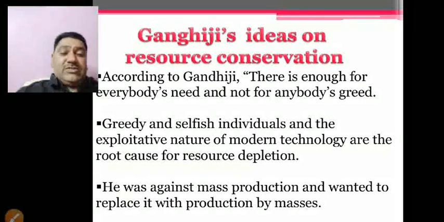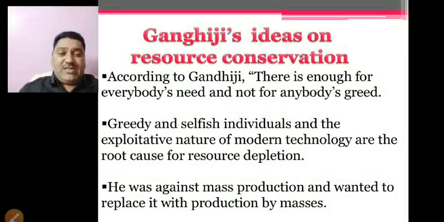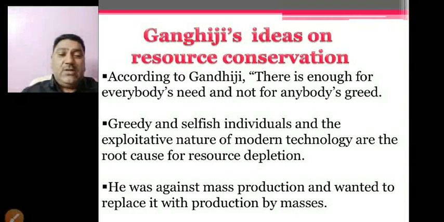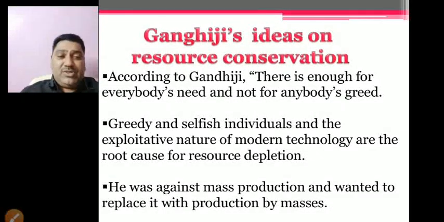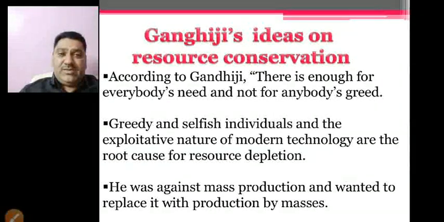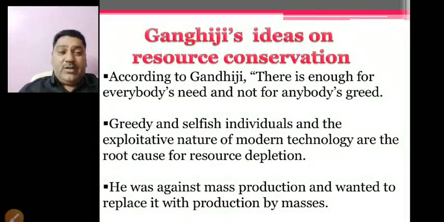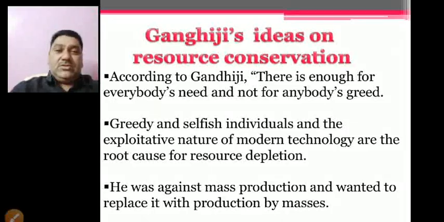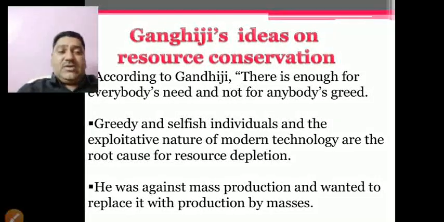Similarly, Mahatma Gandhi was against overproduction, that is mass production. That is, he did not want production by machines, but wanted to replace by production by masses. That is, he wanted the people to produce more goods than machines. So these are few ideas about conservation of resources.